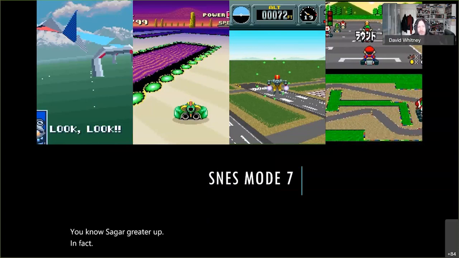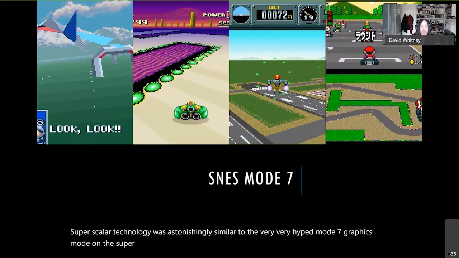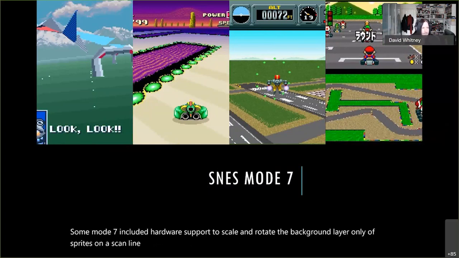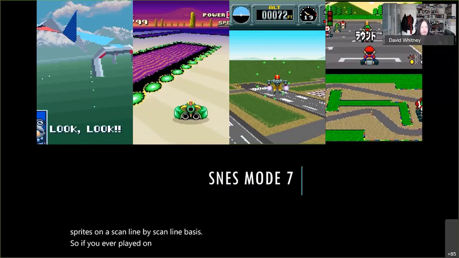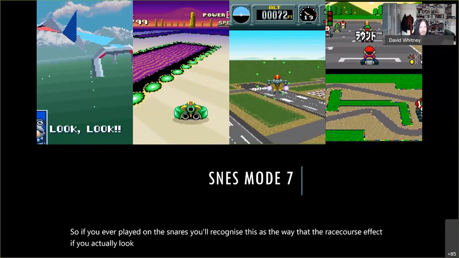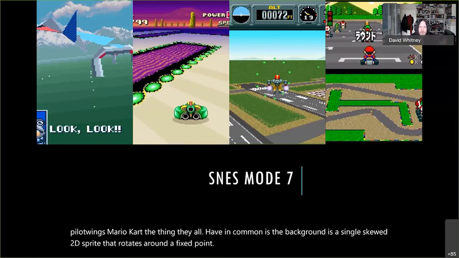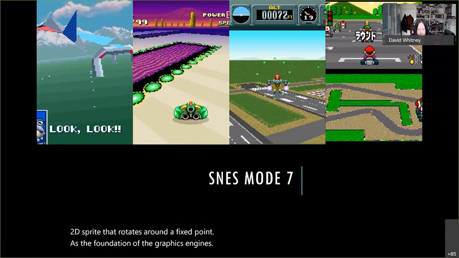Super Scaler technology was astonishingly similar to the very, very hyped Mode 7 graphics mode on the Super Nintendo. So Mode 7 included hardware support to scale and rotate the background layer only of sprites on a scanline by scanline basis. So if you ever played on the SNES, you'll recognize this as the way that the race course effect works, if you look at the screenshots, ignore Star Fox, that was something different. But F-Zero, Pilotwings, and Mario Kart, the thing they all have in common is the background is a single skewed 2D sprite that rotates around a fixed point. It's the foundation of their graphics engines. And they use hardware sprite scaling in tons of games. It looked really cool at the time.